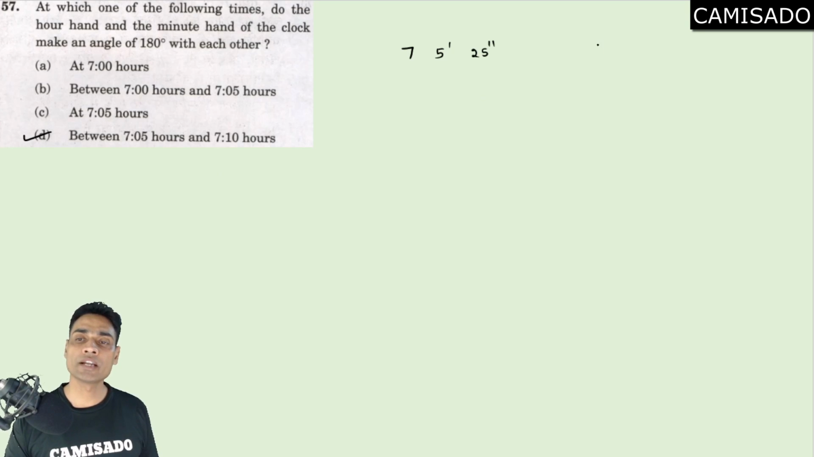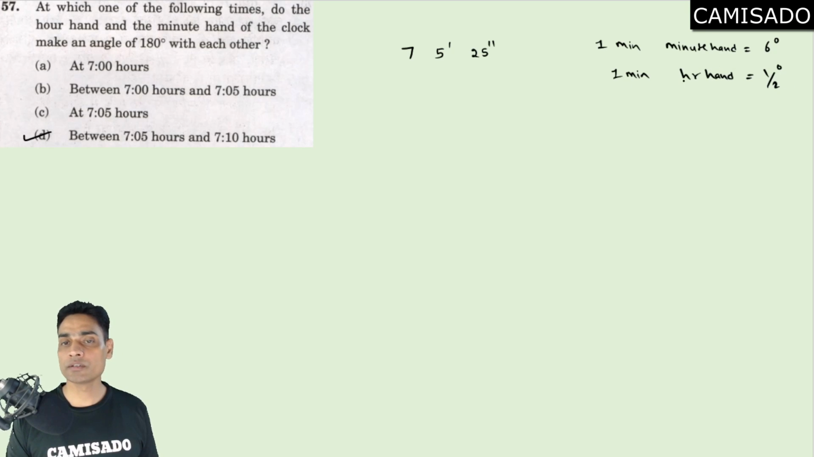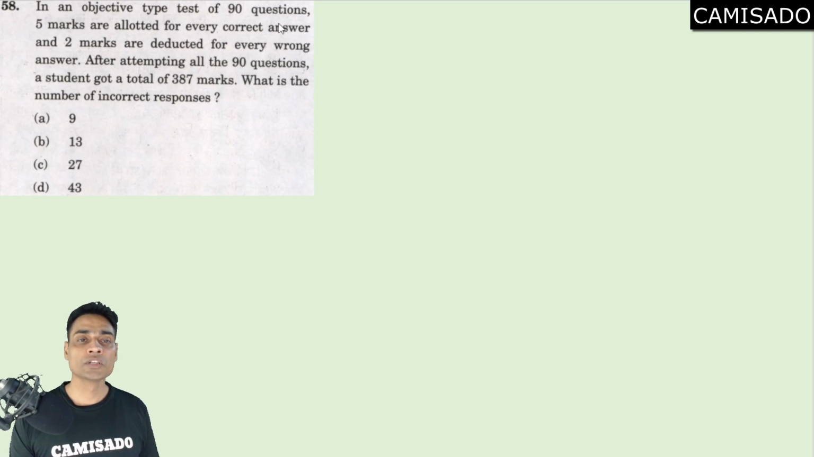Otherwise, we have to calculate with the help of the concept that in a minute, the minute hand travels 6 degrees, and in a minute, the hour hand moves half a degree. So by using this and some calculation, we can obtain that this angle is between the time of 5 hours and 10 hours.